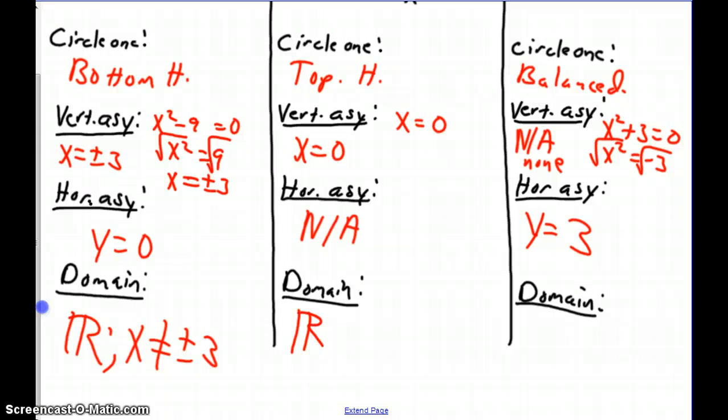All real numbers, x cannot equal 0. You got it. Okay, it's correct. Okay, how about the third one? What's it going to be? All real numbers. Right. There are no restrictions.